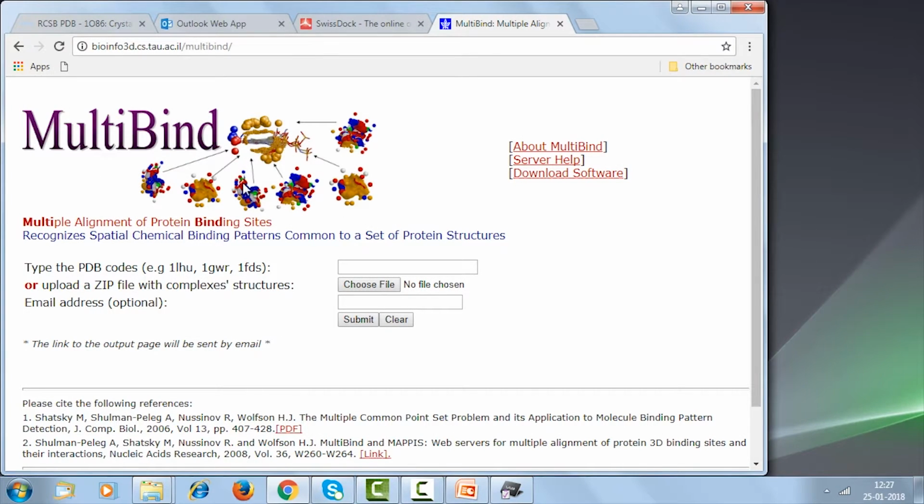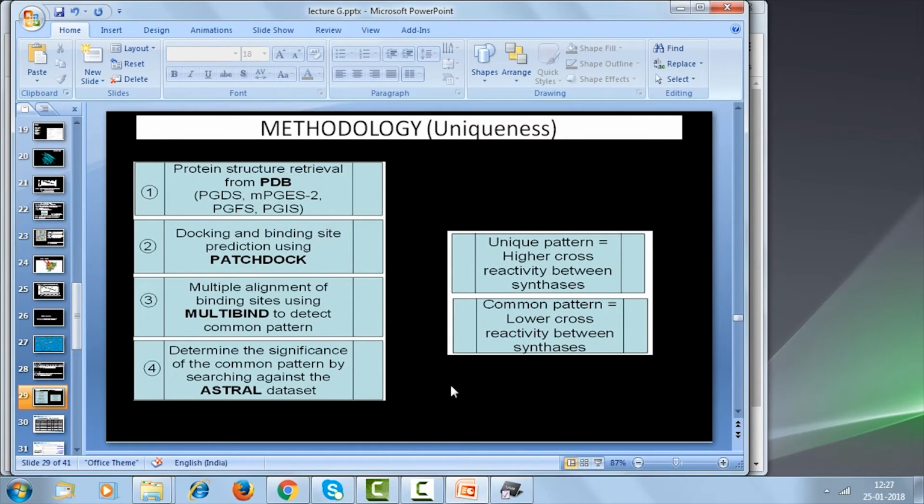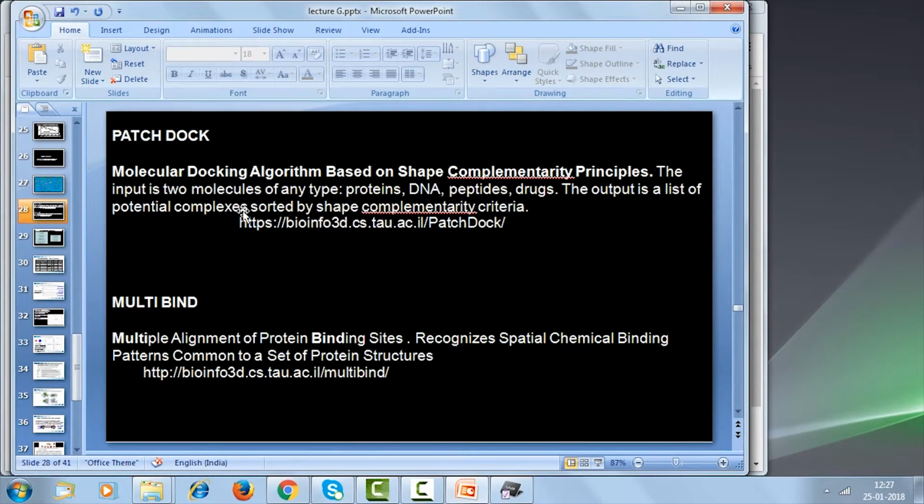MultiBind. If you look at the other one, PatchDock, what it does is it takes a molecule like a ligand, and takes it as a probe and sees what is the shape similarity between that ligand and the particular molecule of interest, or a protein of interest. So it will tell you shape complementarity criteria. It's based on that. That's called PatchDock.